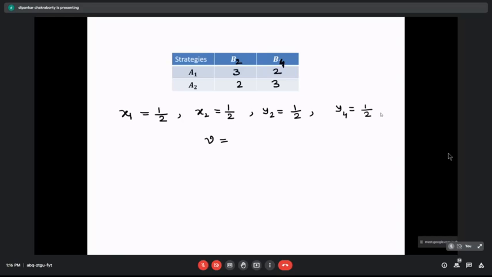5/2. 5/2. Now you can see that both the games have the same value, but the strategies are different. So this game has an alternate solution. You have seen it in the linear programming problem as well, that the optimal value remains the same, but the optimal solution may be different. That means x1, x2 values may differ, but the value remains the same. Same thing happens here as well.